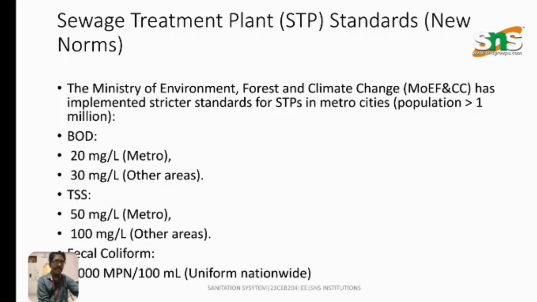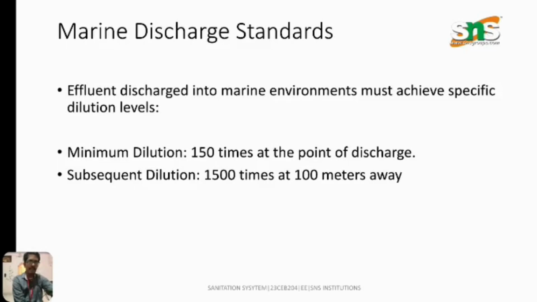Sewage treatment plant, STP, standard new norms. The Ministry of Environment, Forest and Climate Change has implemented stricter standards for STPs in metro cities with over 1 million people. BOD is 20 milligram per liter for metro cities and 30 milligram per liter for other areas. TSS, that is total suspended solids, is 50 milligram per liter for metro and 100 milligram per liter for other areas. Fecal coliform is 1000 MPN per 100 milliliter. It is uniform nationwide.